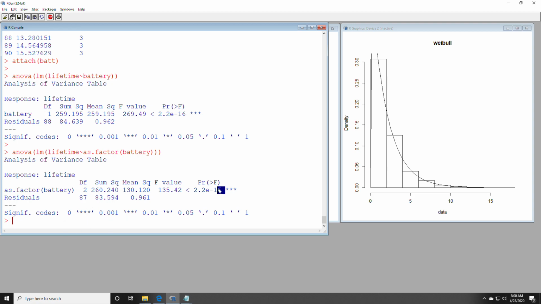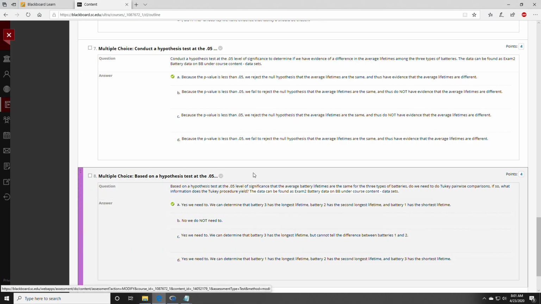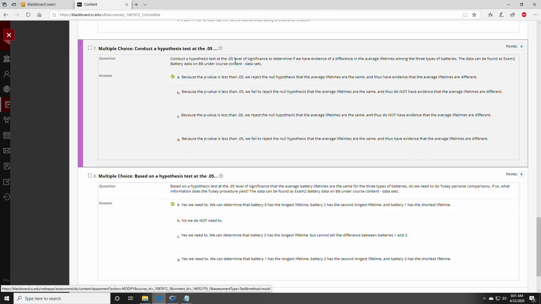Okay, so my p-value is basically 0. So because the p-value is less than 0.05, unless I gave a different significance level, right? 0.05 significance level, because the p-value is less than 0.05, we reject the null hypothesis that the average lifetimes are the same, and thus we have evidence that the average lifetimes are different. Okay?